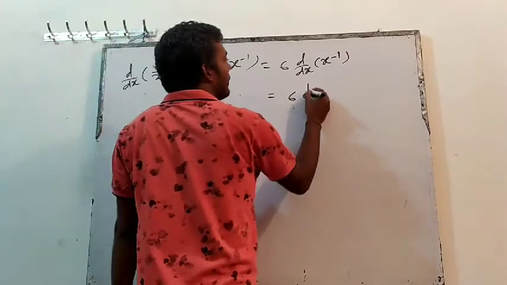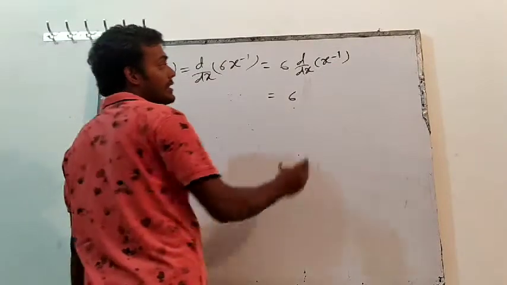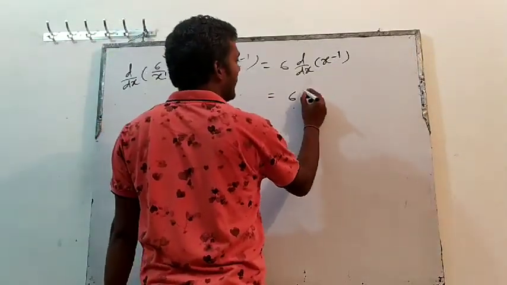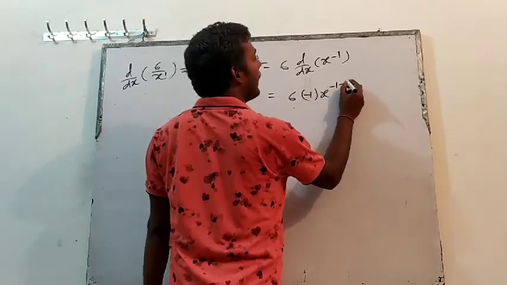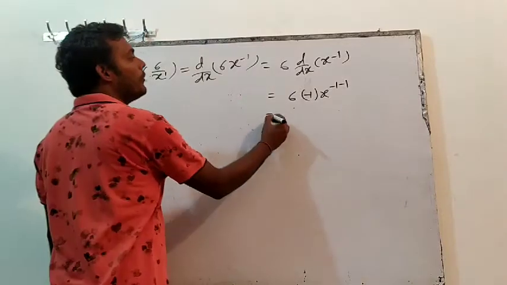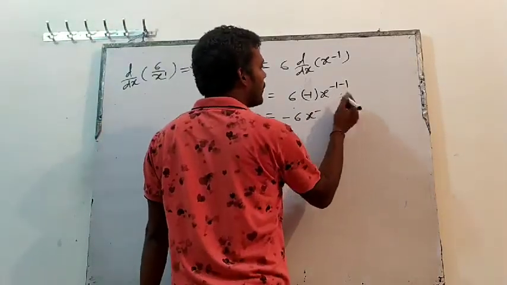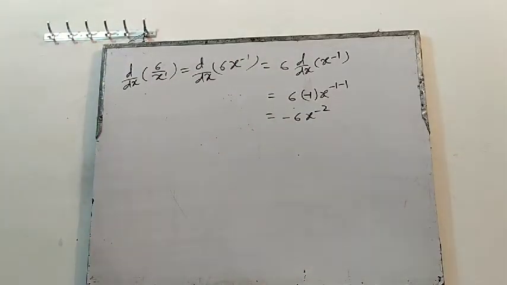How will we differentiate this? 6 times the differentiation of x to the power minus 1. This is the differentiation of x to the power n, no? n x to the power n minus 1. So minus 1, x to the power minus 1 minus 1. So this will be 6 into minus 1, that is minus 6, x to the power minus 2. Right?